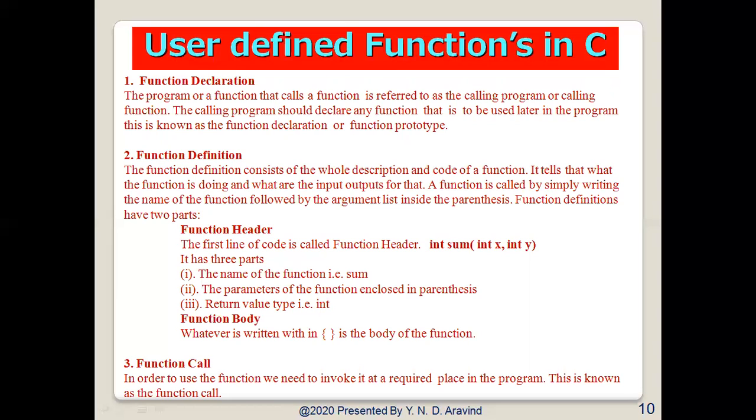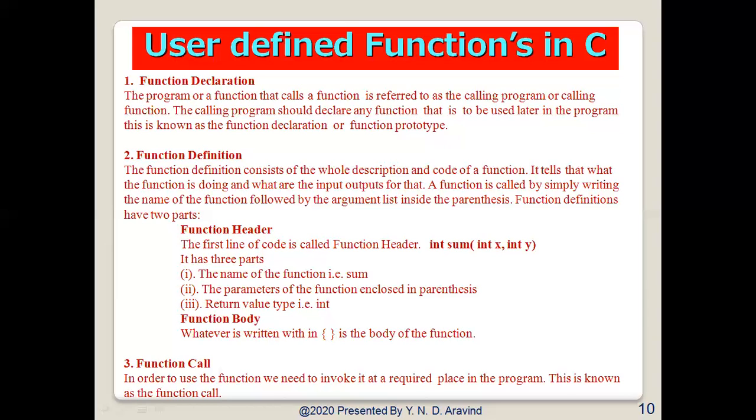So before the main itself, we need to declare. And one thing, you can declare the function. If you are only declaring the function, after the declaration of the function, you need to put a semicolon. If you are declaring along with the definition, then there should not be a semicolon at the end of the function header. Okay.